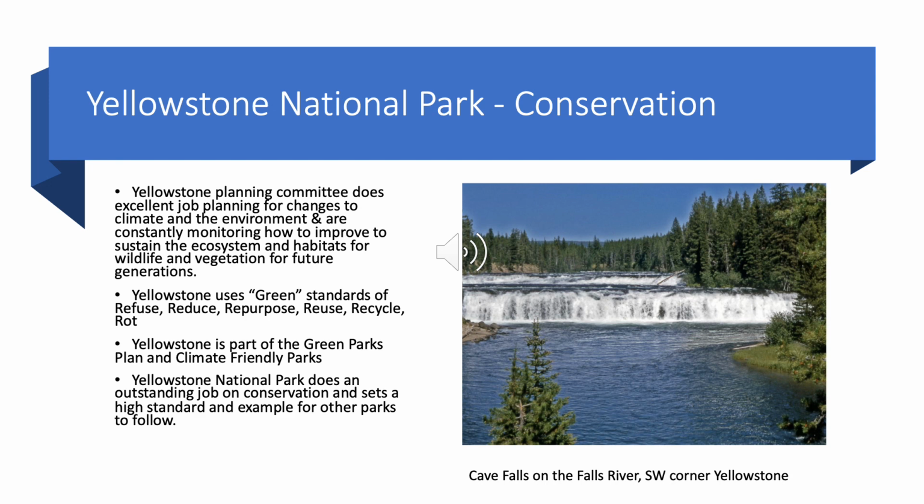Yellowstone is part of the Green Parks Plan, which is a strategic plan for sustainable operations in the National Park Service. The objective is to improve environmental performance while being climate friendly, energy smart, water wise, greening our rides, and buying green. Yellowstone is a member of the Climate Friendly Parks program that helps parks measure greenhouse gases and develop sustainable plans to reduce climate change. Yellowstone National Park is doing an outstanding job of conservation and sustainable tourism.